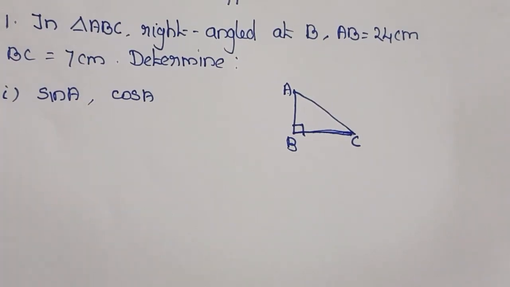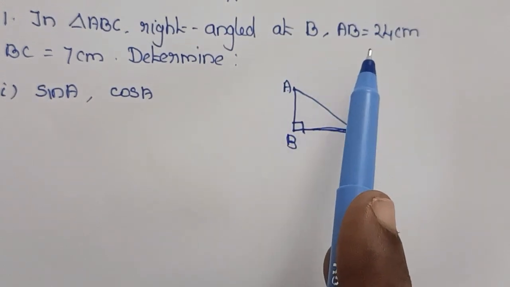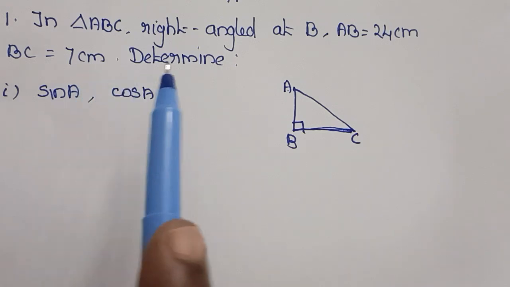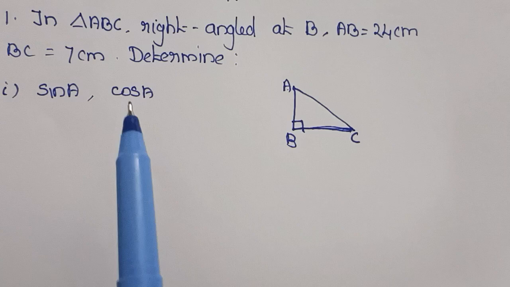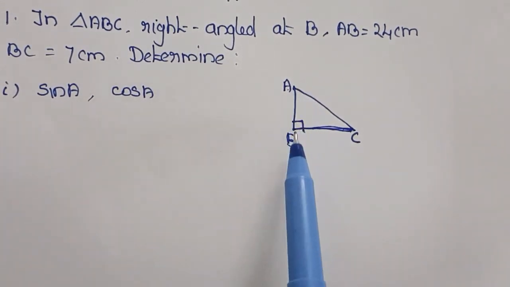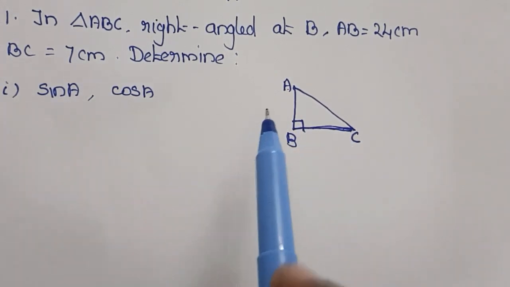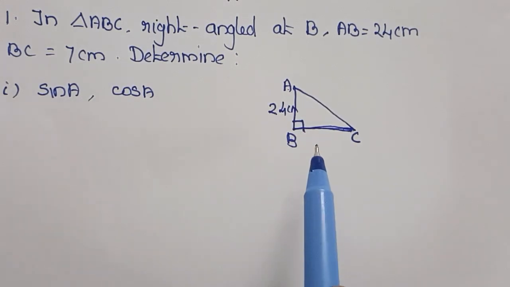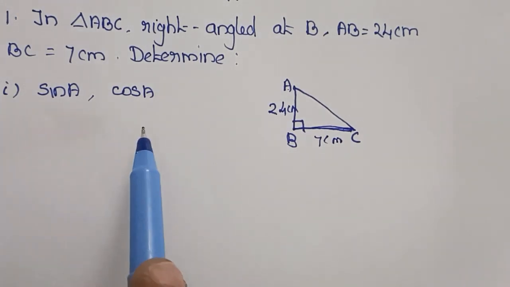First question. In triangle ABC, right angled at B, AB equals 24 centimeter, BC equals 7 centimeter. Determine first one, sin A and cos A. So we are given a right triangle ABC, right angled at B. A and C are acute angles. AB equals 24 centimeter, BC equals 7 centimeter. Then find sin A and cos A.